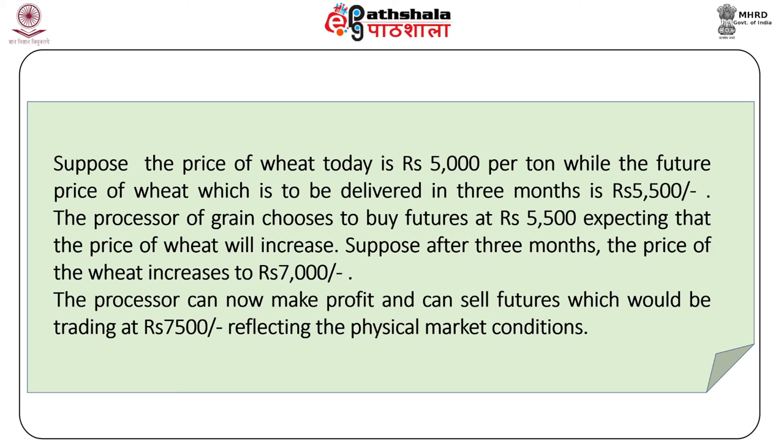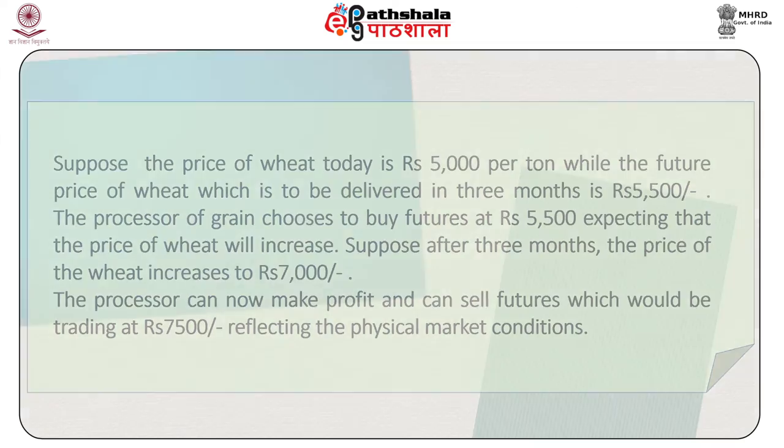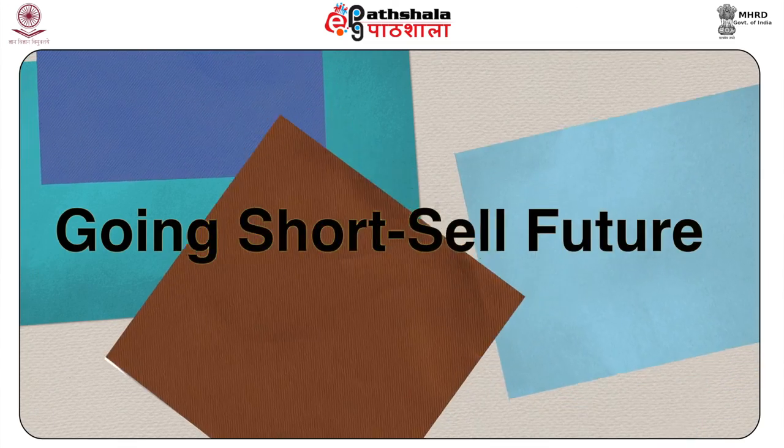For example, suppose the price of wheat today is rupees 5000 per ton, while the future price of the wheat, which is to be delivered in 3 months, is rupees 5500. The processor of grain chooses to buy futures at rupees 5500, expecting that the price of wheat will increase. Suppose after 3 months the price of the wheat increases to rupees 7000. The processor can now make profit and can sell futures, which would be trading at rupees 7500, reflecting the physical market conditions.